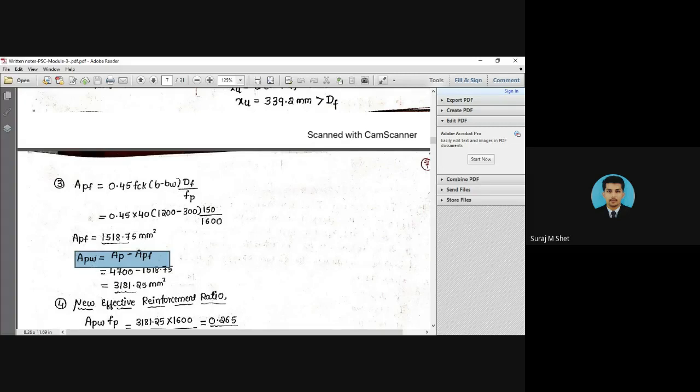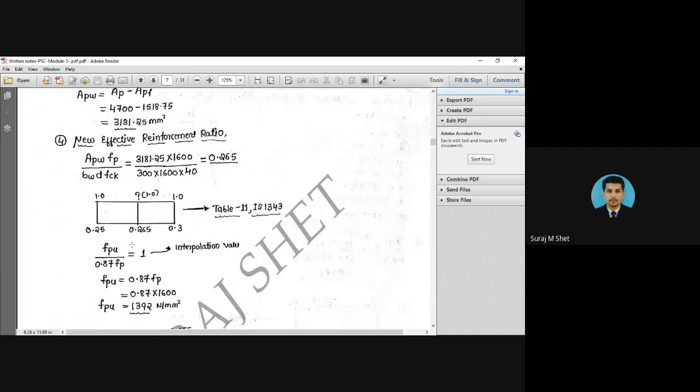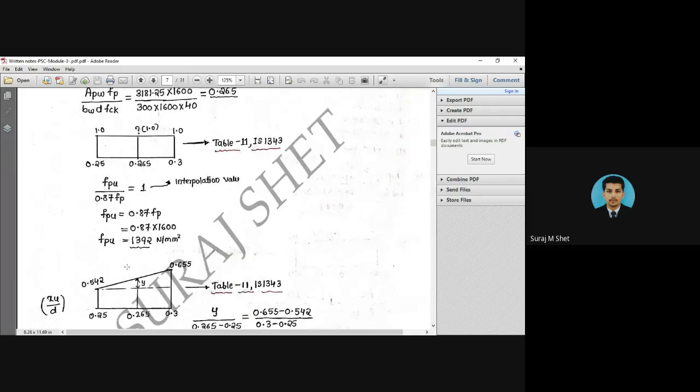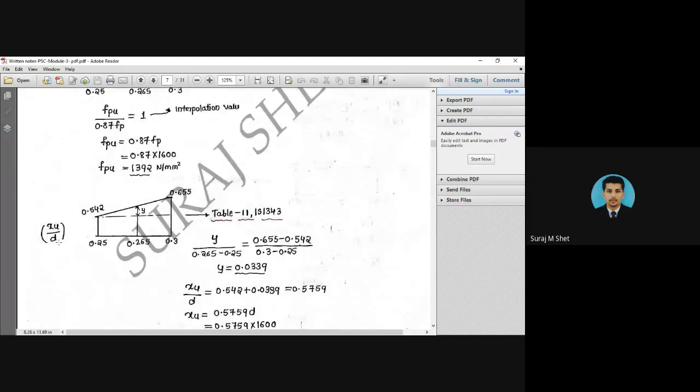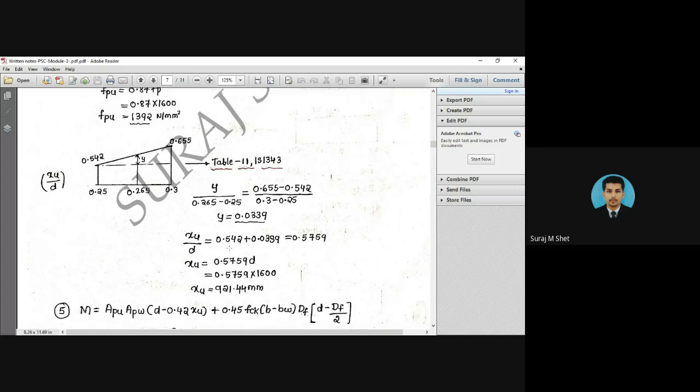So again I got the two new values. Again you have to go with the same procedure. Effective reinforcement ratio I got 0.265. Again you have to go to the table number 11. Again you have to compare. Again it will lie between 1. Again you have to calculate FPU. After that again you have to calculate XU by D. So XU by D, already you know the value lies between 0.265 now. So what is the value of previous 0.2, 0.25 and 0.3? You have to get the two values. Again you have to calculate the unknown value of Y. Yes, the same procedure is what I explained above. You have to draw the same diagram in exam and you have to calculate XU.